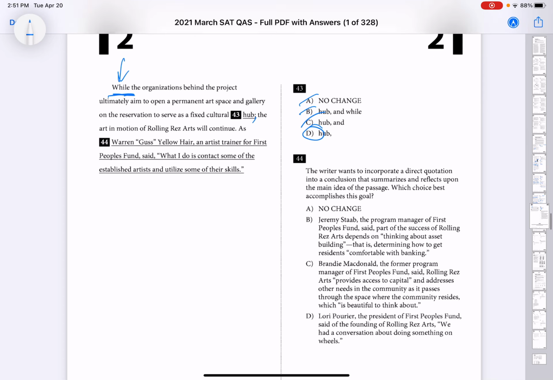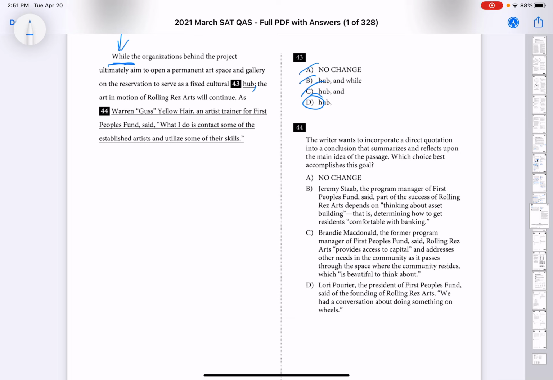All right, so let's see. It says, for number 44, the writer wants to incorporate a direct quotation into a conclusion that summarizes and reflects upon the main idea of the passage. What choice best accomplishes this? So it should include something about the Lakota people using their art to both commercially and culturally help the people, I think. Let's see. As Warren Gus Yellow Hair, an artist, said, what I do is contact some of the established artists and utilize some of their skills. I don't think that's it.